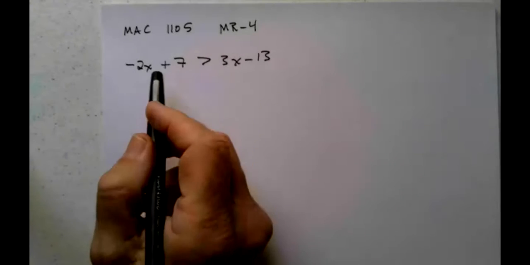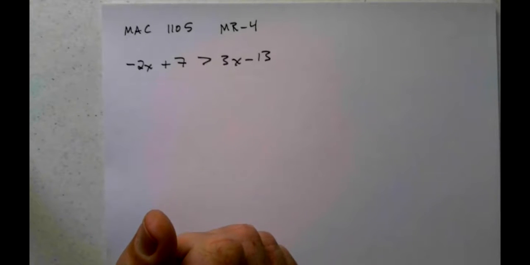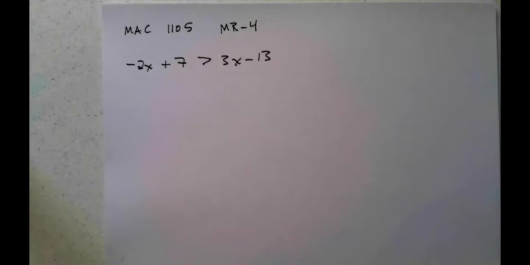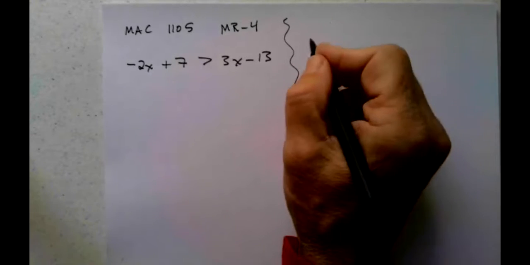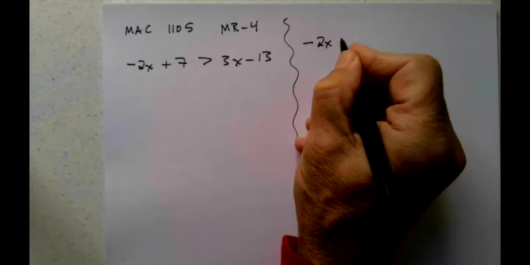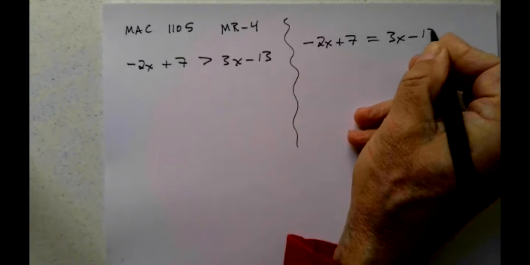This question asks us to solve the inequality negative 2x plus 7 is greater than 3x minus 13. So I do this in a slightly different fashion than most textbooks. I'm going to solve it as an equation: negative 2x plus 7 equals 3x minus 13.